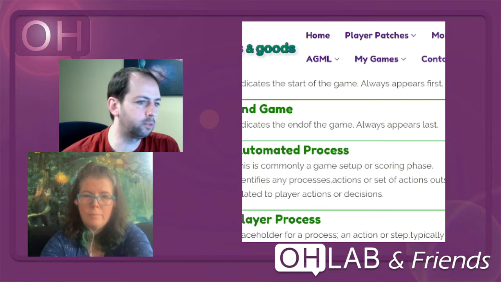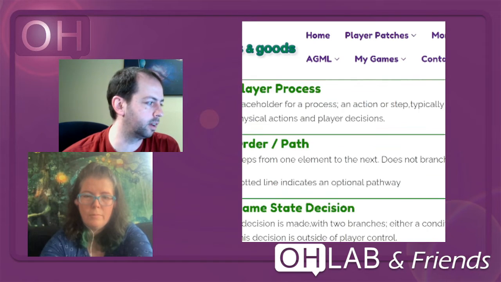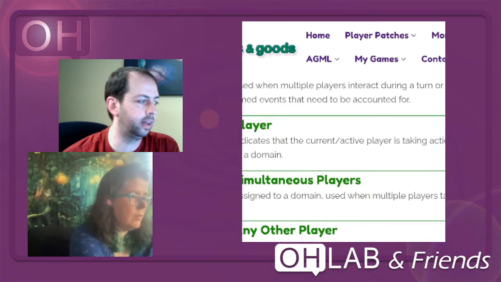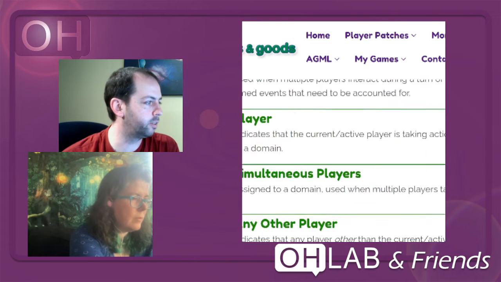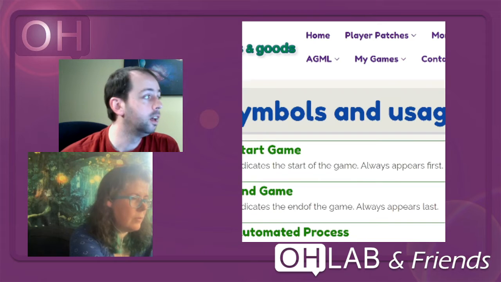Okay, I'm doing my screen share. If you notice, there's really only a handful of symbols here before you're at the end. A lot of them are variants. So there's player, simultaneous player, and it shows you each one and what it means. You don't need more than that.